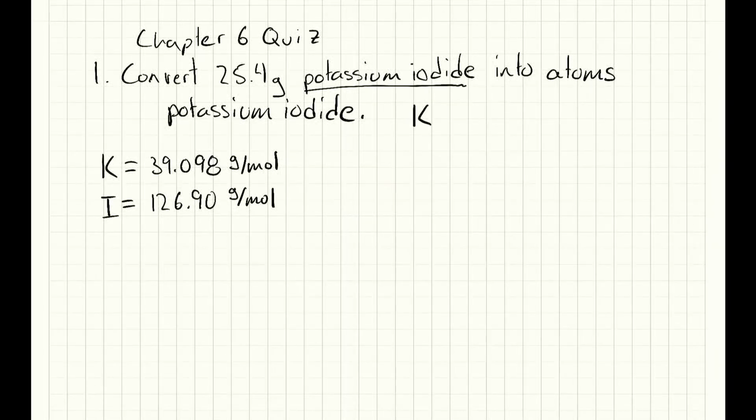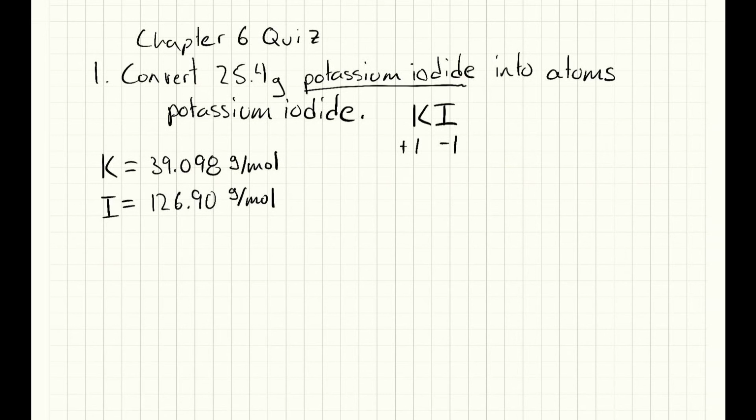Just looking it up on the periodic table, it should be KI. We know that it's a single potassium and a single iodine because potassium is in the first column of the periodic table, so it has a +1 charge. And iodine has a -1 charge because it's in column 17 or 7A.